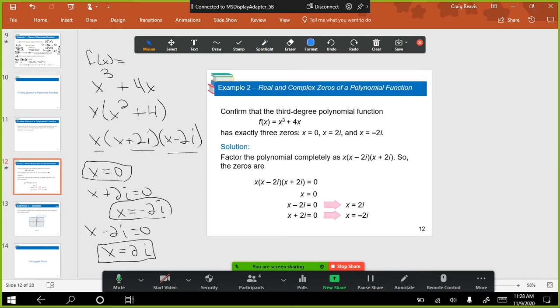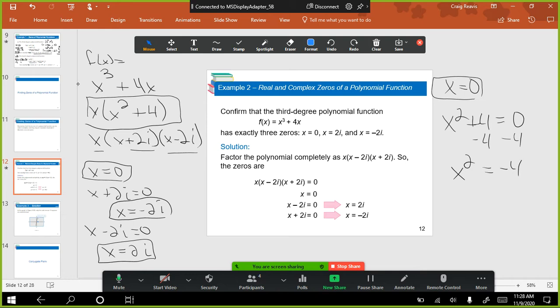Another way you could have gotten to this result without completely factoring is to start right here and set both factors equal to 0. x equals 0 is one of them, and then x squared plus 4 equals 0. I could subtract 4 and have x squared equals negative 4, and then take the square root of both sides. Remember, when you take the square root inside of an equation, you've got to include both the positive and the negative result. The square root of negative 4 is 2i, and there's my other 2 zeros.